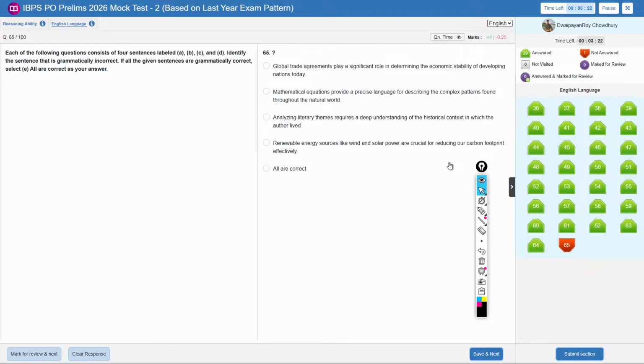Renewable energy sources like wind and solar power are crucial for reducing our carbon footprint effectively. Okay, there is no outright mistake as such. Crucial for survival, we have heard of it. Crucial for is not an outright mistake. Okay. Global trade agreements play a significant role in determining the economic stability of developing nations today.